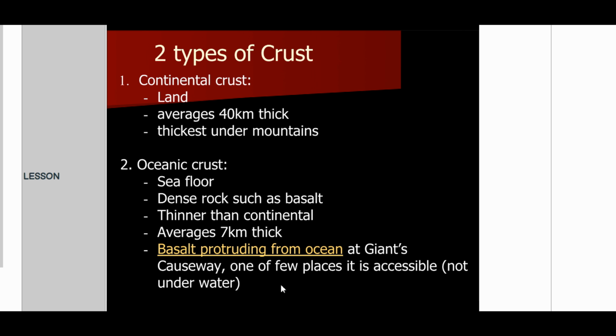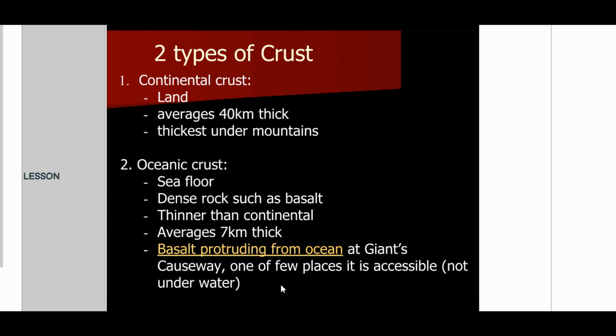Oceanic crust, that's our sea floor. It is very, very dense rock, like basalts. It's a lot thinner than the continental crust. It averages only about 7 kilometers thick. And it is, however, super dense, so that's why it can hold all of the water and stand up to that pressure. You can see some of these basalt columns that form under the ocean.